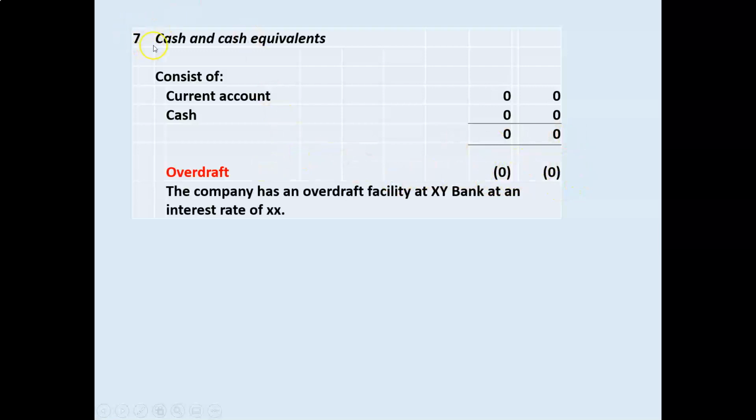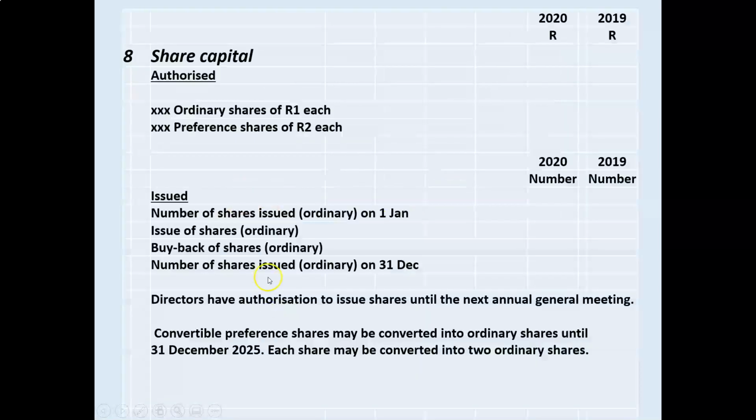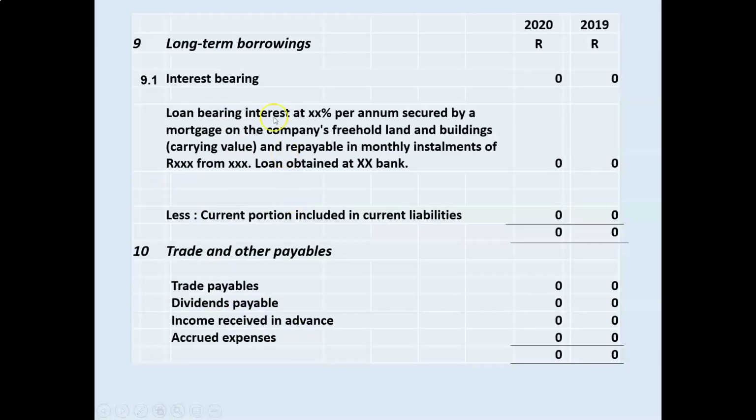However, in this cash and cash equivalents note, if I have an overdraft, I have to mention what the overdraft facility is, with what bank the facility is, and what the interest rate on the overdraft is. Now this is very important, share capital, and we're going to do this in greater length when we come to companies. Also comparative figures, I have to show authorized share capital and issued share capital. Now park that for the moment. We are going to do this in more detail when we get to companies.